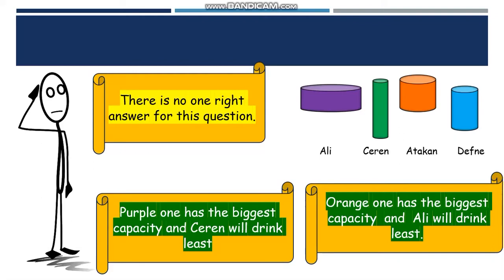Also, we can say the orange one has the biggest capacity because it looks like it has both a large radius and height. When we think about it, it can have the biggest capacity. Also, I can say Ali will drink the least because the purple one has the smallest height, so maybe its capacity can be the least. Let's think about it.